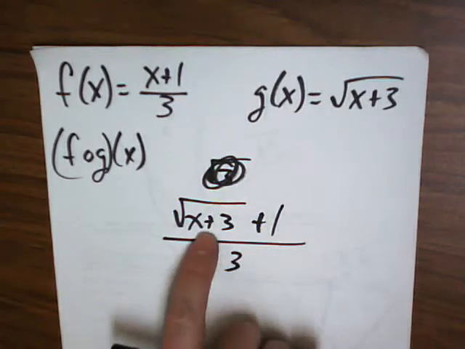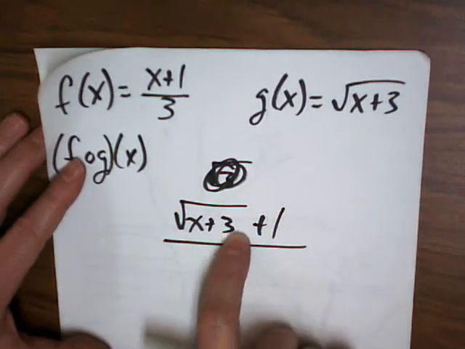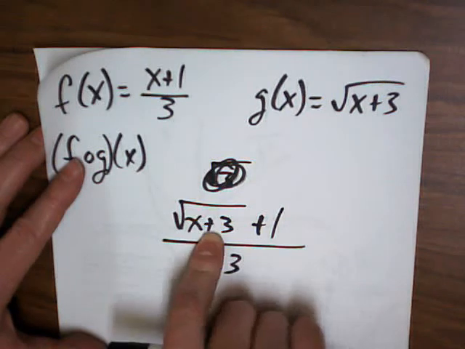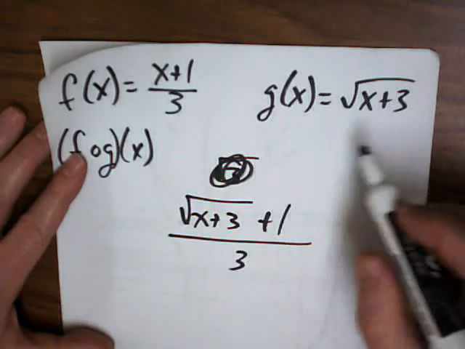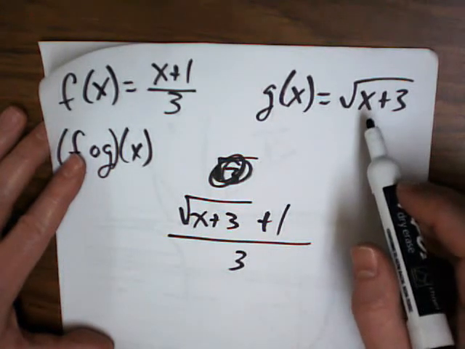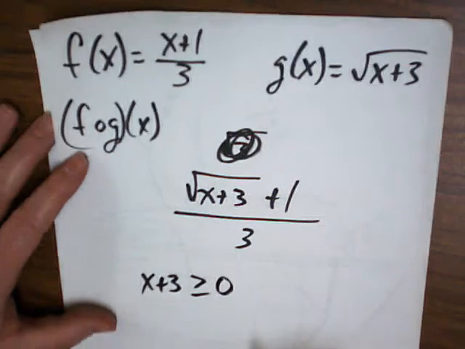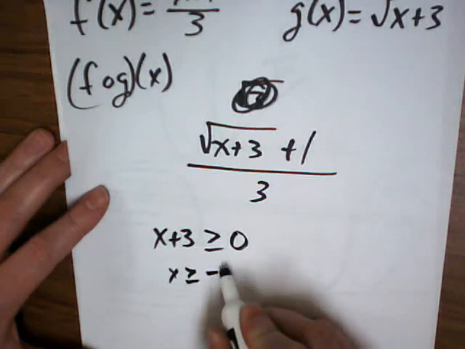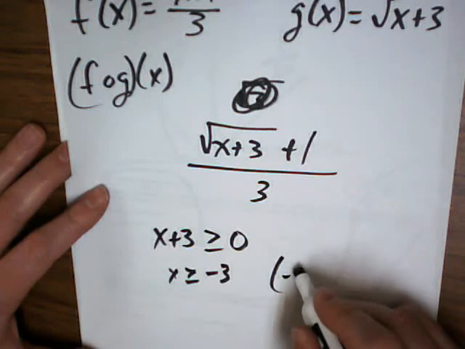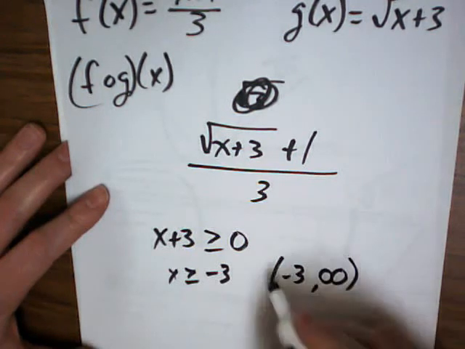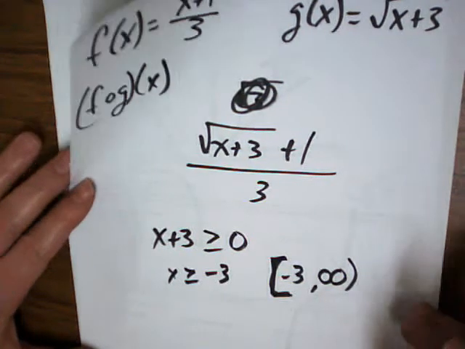Now the domain: I can't take the square root of a negative number. Right there, that'll kill this whole thing. It'll be an imaginary number, and you can't. It won't work. So the domain of the composite is limited by the domain of this. So let's figure out what that would be. x has to be greater than or equal to negative 3, and that would actually be a bracket. So there's the domain of that composite function.